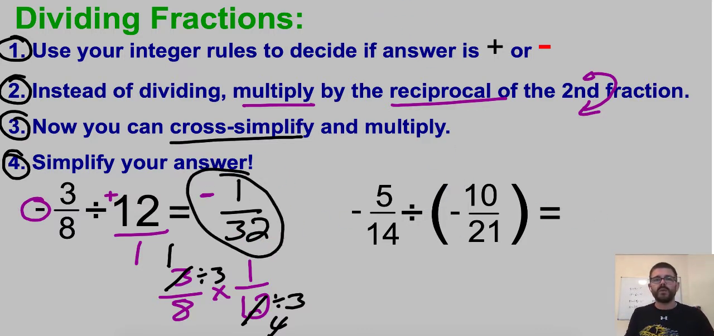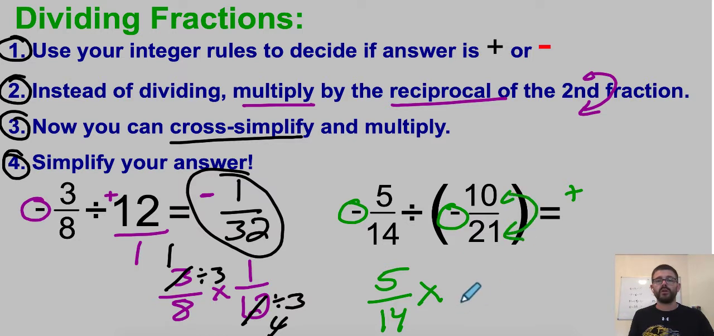All right, next one. Again, start with the sign. A negative divided by a negative is a positive. They cancel each other out. We rewrite it as a multiplication problem, and we find the reciprocal of 10 21sts. That's going to be 21 over 10. So first fraction always stays the same. Dividing becomes multiplying, and then we flip the second fraction.